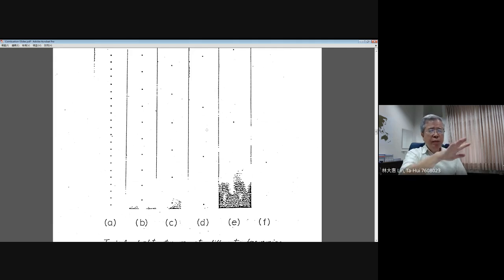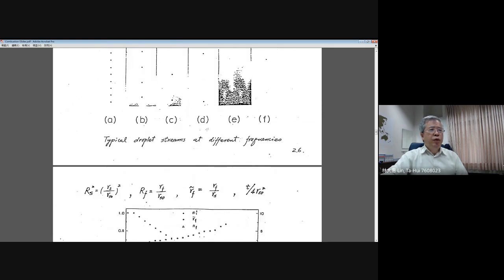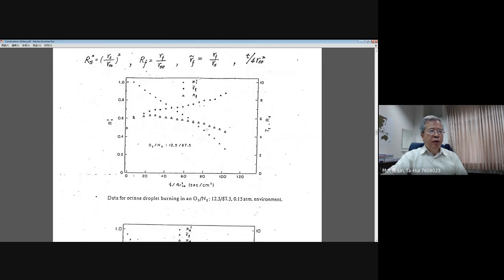Now, I just mentioned this is a good experimental technique to be used to study many subjects in droplet combustion applications. Now I want to show you the experimental results, but I need to change to the slides to let you know in more detail. So I stop here, and then we will use the PowerPoint to let you know clearly from the experimental observation.